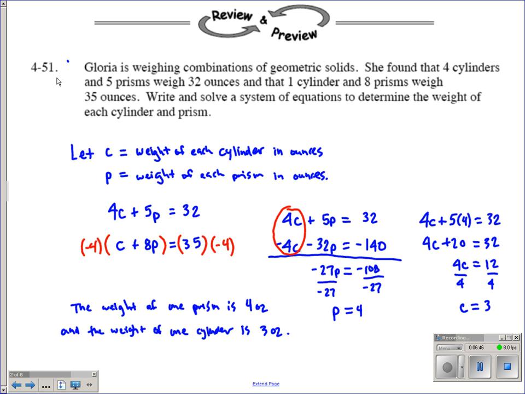That's problem 4-51. We wrote and solved a system of equations to determine the weight of each cylinder and prism.